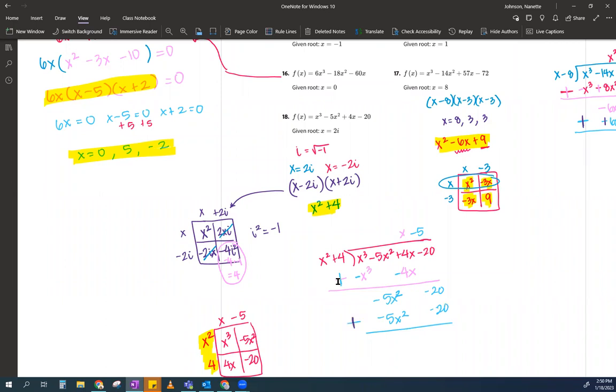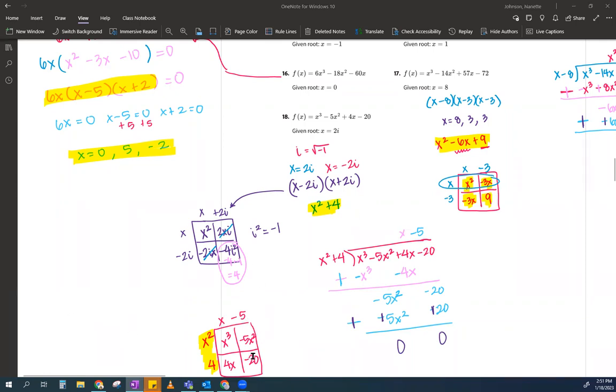And so these are zeros. And you know that wasn't a surprise, right? You should have gotten a 0 here because we knew that this was a factor, right? This should be 0 because this is a factor. So here's my other factor, x minus 5. Does he look familiar? Everyone's like, oh, Ms. Johnson, yeah, that looks familiar.